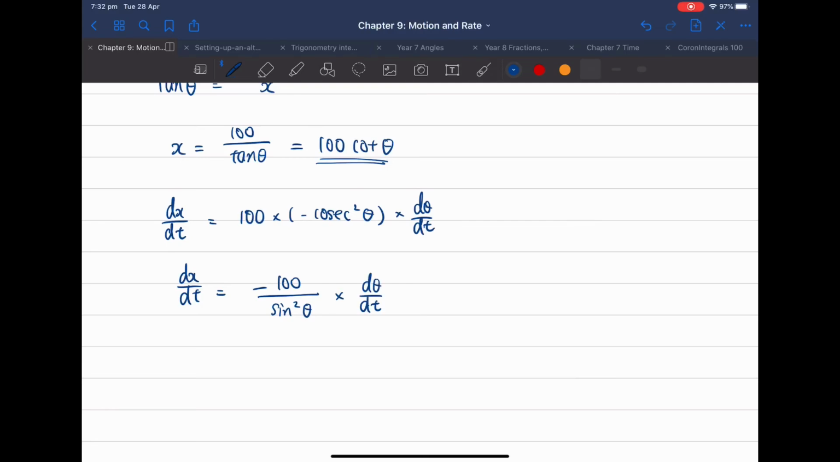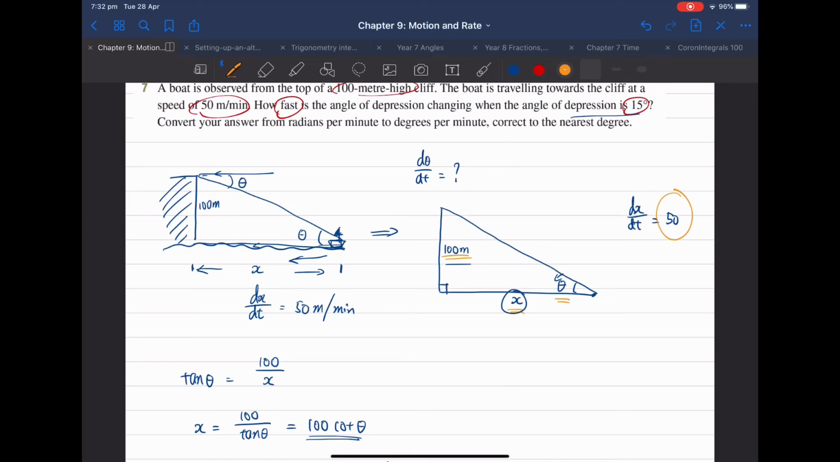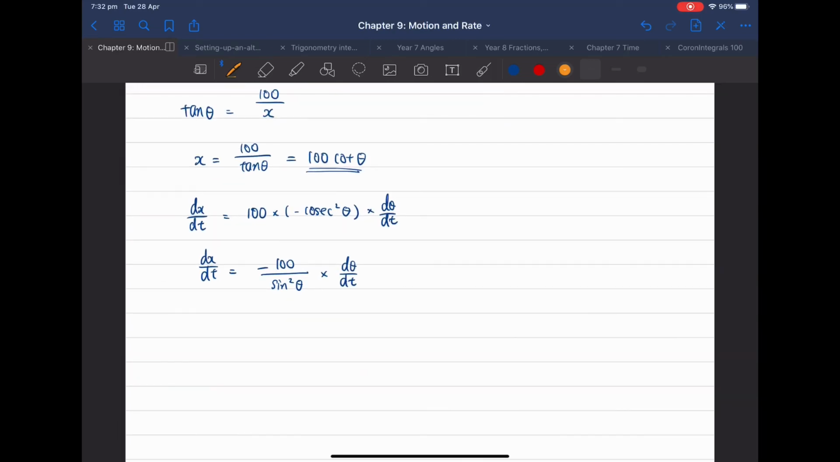All right, so let's see what information we have and what we need to find. The question asks us to find how fast the angle of depression is changing when the angle of depression is 15 degrees. So this angle here is 15 degrees at that instant. We need to work out how fast the angle of depression is changing. All right, so how do we do it?